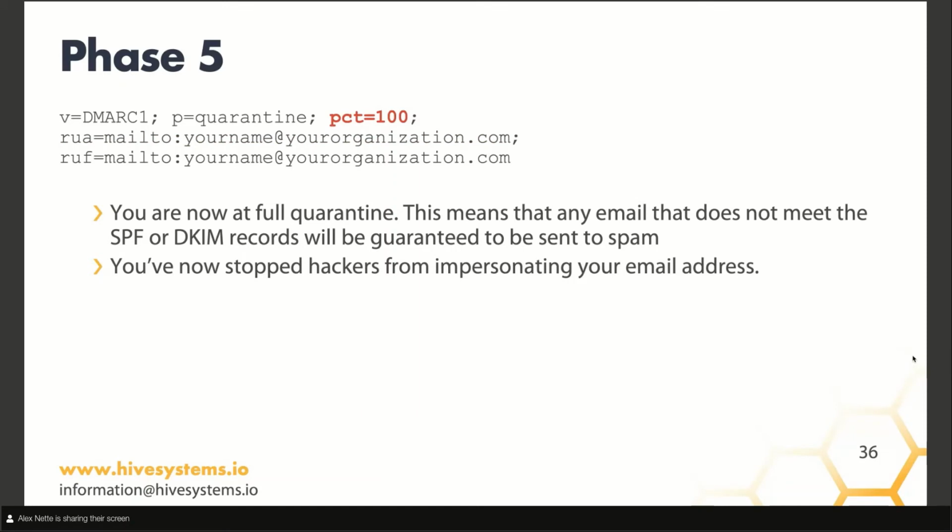Up next, you're going to move that percentage to 100. And so you're now at full quarantine. So that means that any email that doesn't meet the SPF or DKIM records will be guaranteed to be sent to an organization's spam folder. So as a result, you've now stopped hackers from impersonating your email address.